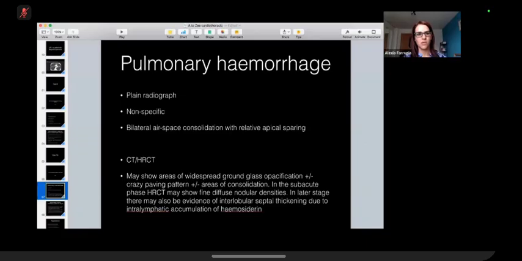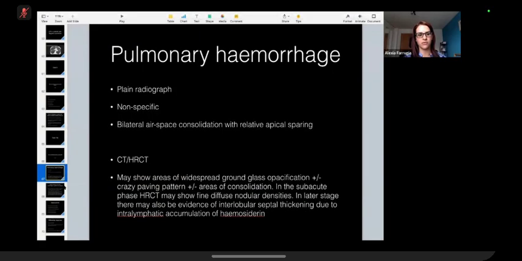On the plain radiograph, very non-specific findings: bilateral airspace consolidation with relative apical sparing. On the CT, widespread ground glass opacification. There was a bit of crazy paving as well, and lots of consolidation. And then in the subacute phase, which we're not seeing here, you would eventually get fine diffuse nodular densities, and in the later stage, there may also be interlobular septal thickening because of the intralymphatic accumulation of hemosiderin.